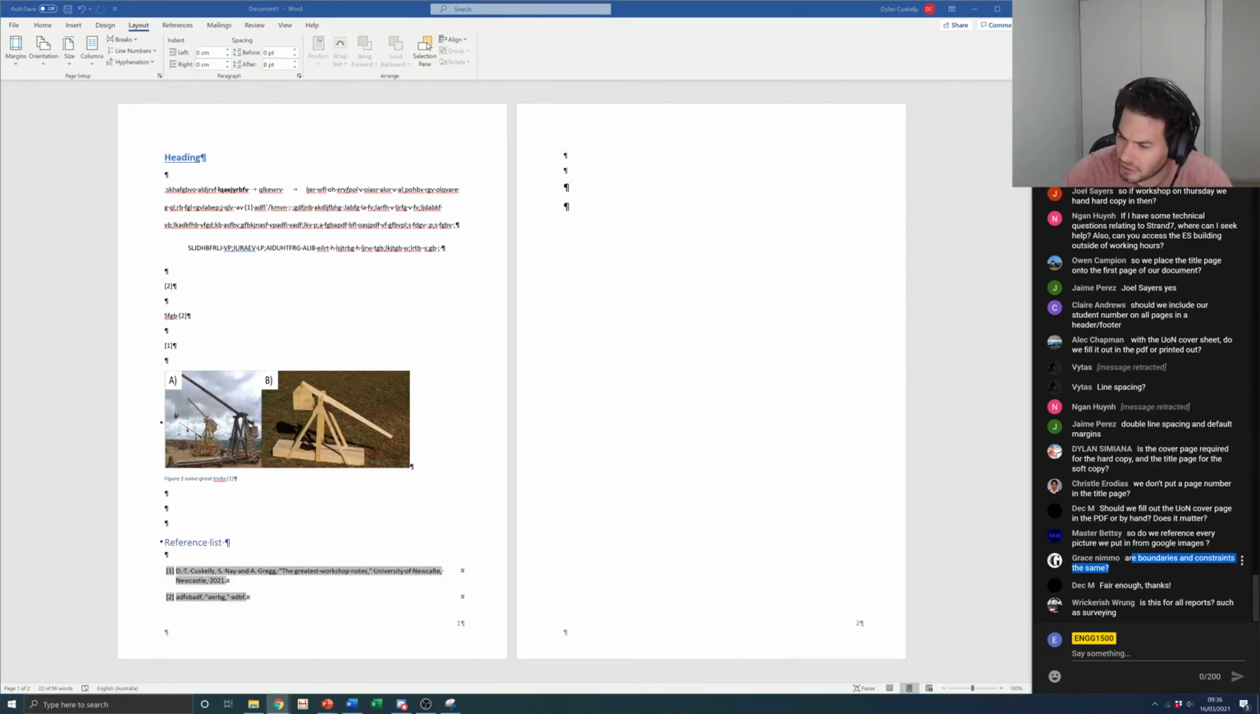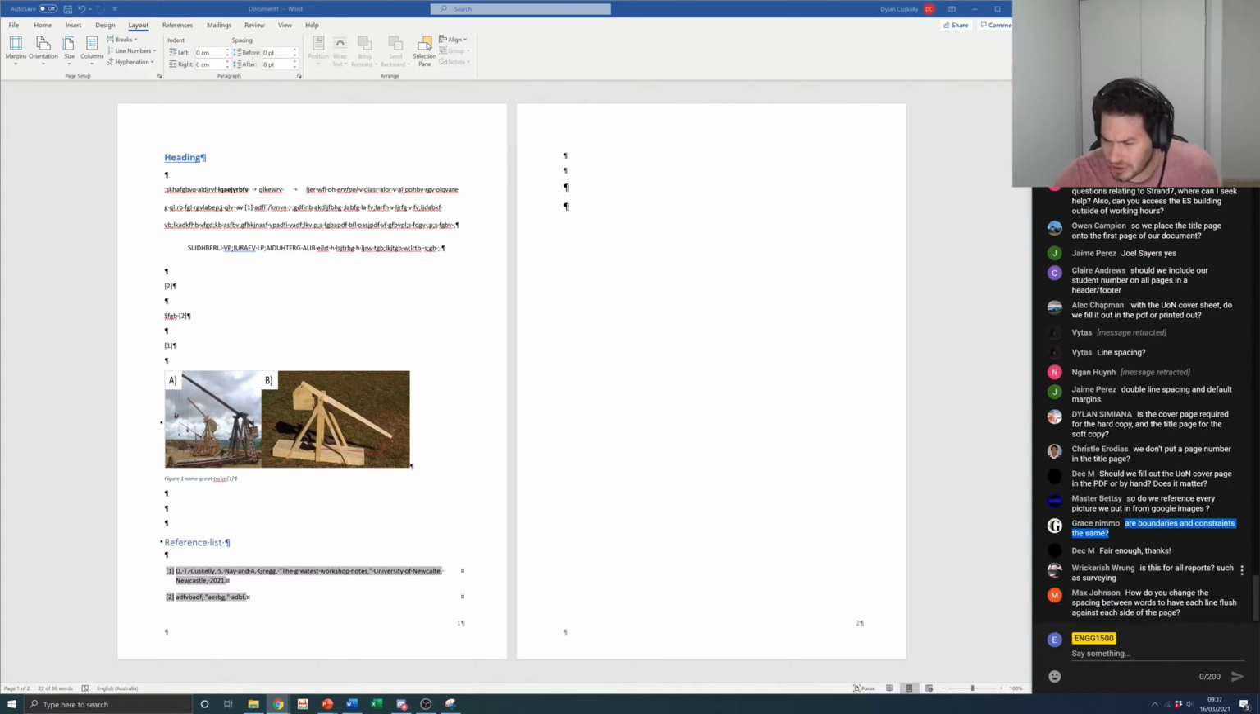Are boundaries and constraints the same? Maybe. Depends. Probably. Sometimes you'll artificially put in a constraint slightly within a boundary for safety factors and stuff like that. But generally, yes, they're similar.